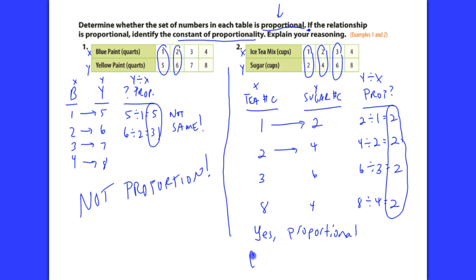And the constant of proportionality is whatever that number is too. That's the constant of proportionality there for number 2.